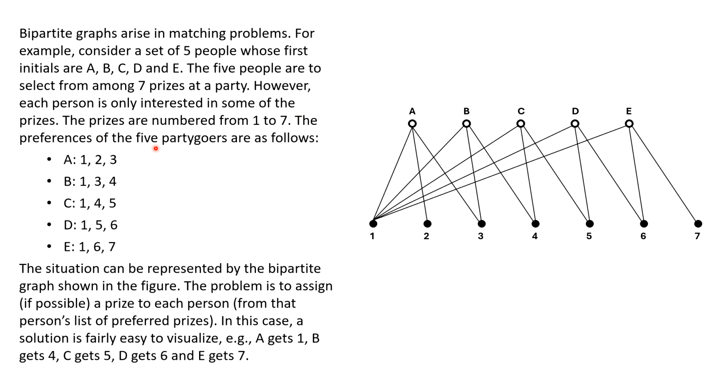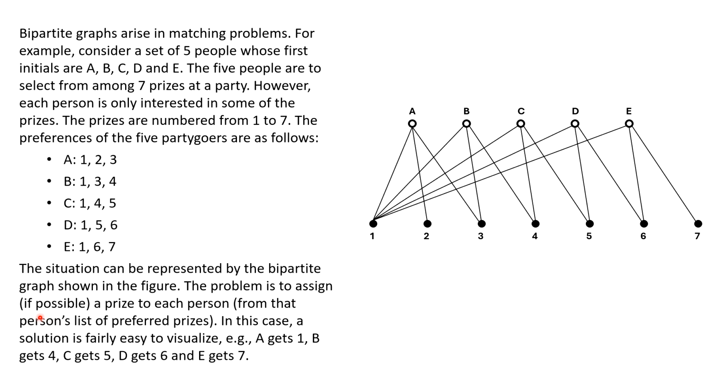The preferences of the 5 partygoers are as follows. A prefers 1, 2, and 3. So you notice I've drawn an edge between A and 1, 2, and 3. B prefers 1, 3, and 4. And so on. C prefers 1, 4, 5. D, 1, 5, and 6. E, 1, 6, and 7. So we've represented the situation in terms of the partygoers and the gifts that they prefer using a bipartite graph.